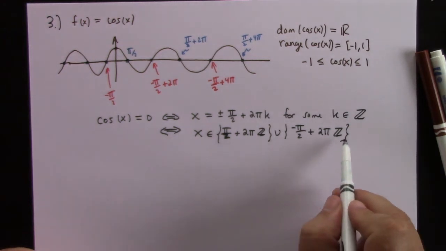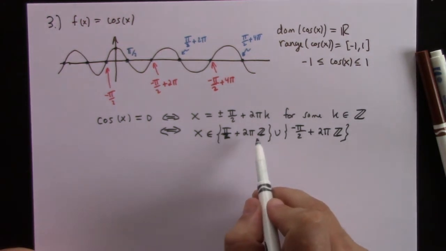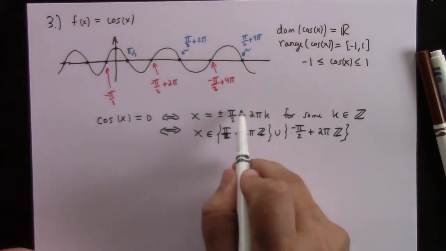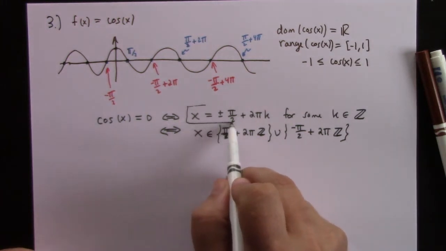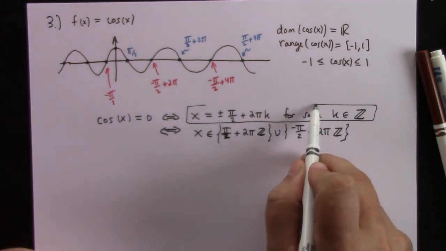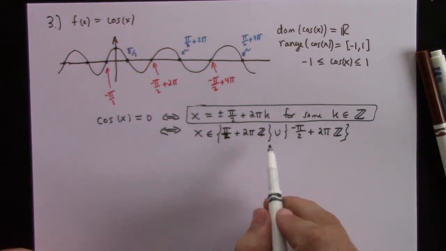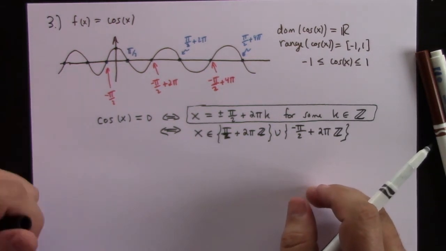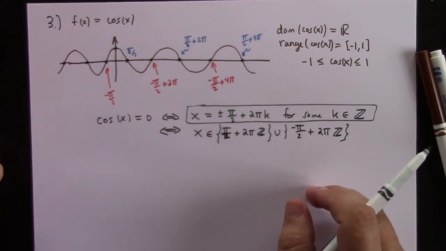I don't know, this doesn't have much appeal to me. I think I kind of like this expression up here more. It seems to be more to the point. I mean, but this appeals to me as well. All right, so there you go. Those are the zeros of cosine.